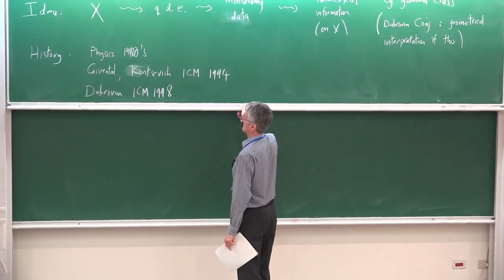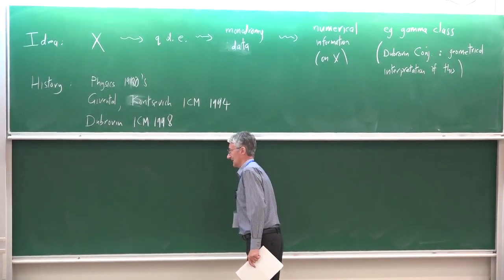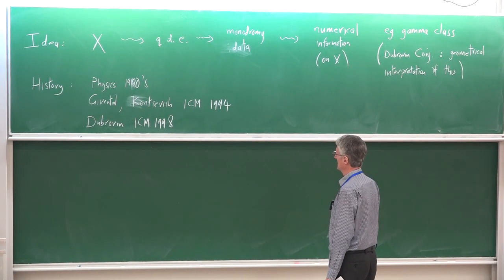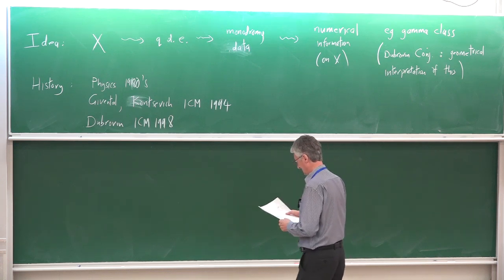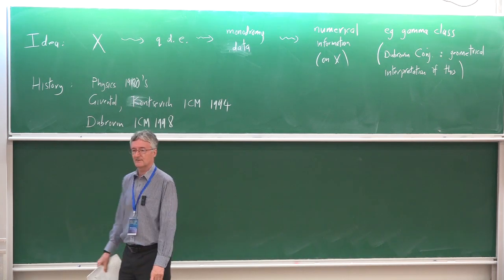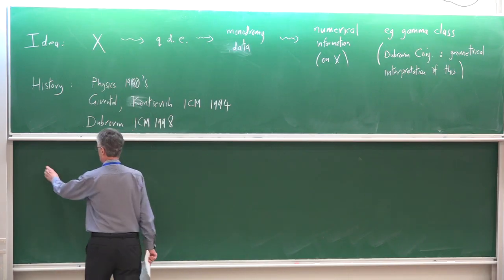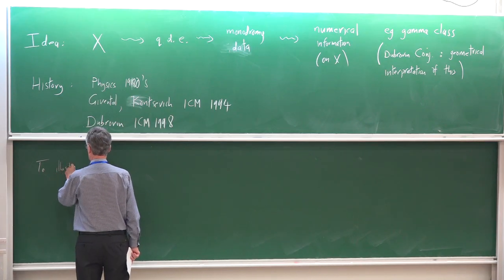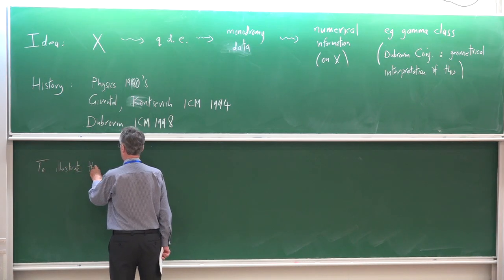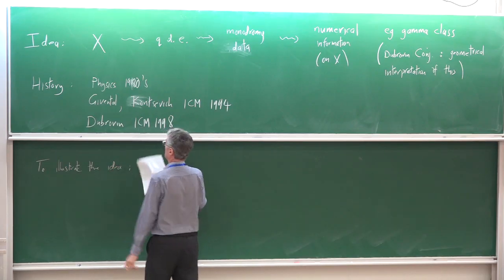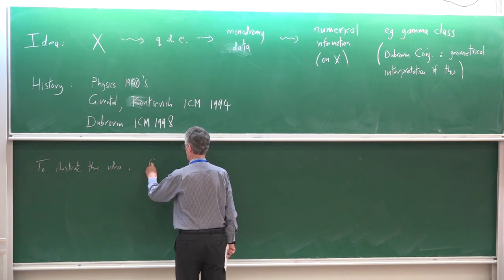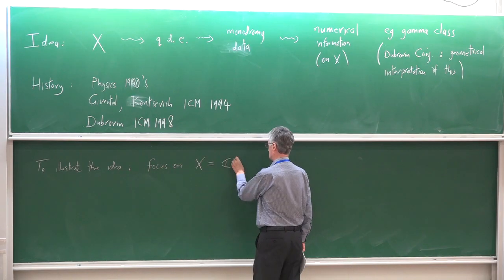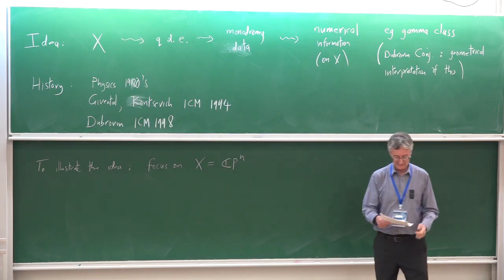So to explain this, of course, there are many things to talk about. I mean, this is already more than 20 years ago. Well, 30 years ago. And a lot of things have happened. But I just want to illustrate the idea, and I'm going to do that by focusing on the most basic case. So to illustrate this idea, I will focus on the case of small quantum cohomology of projective space.